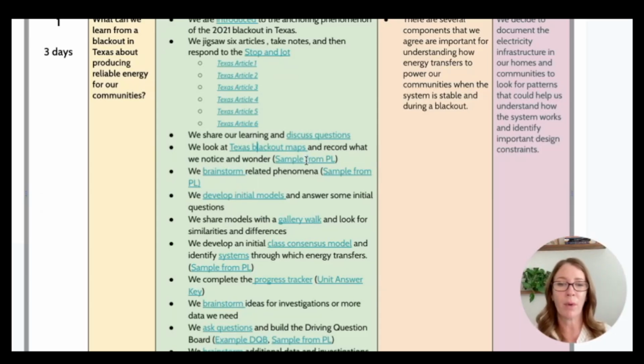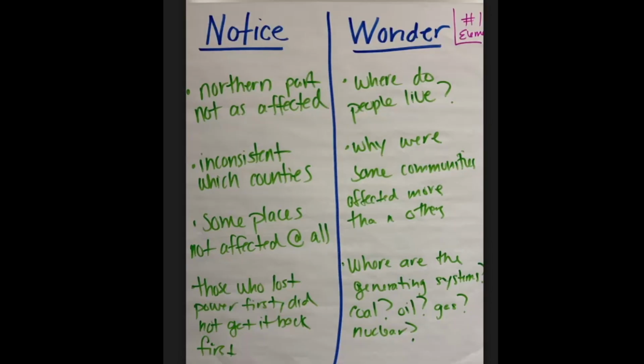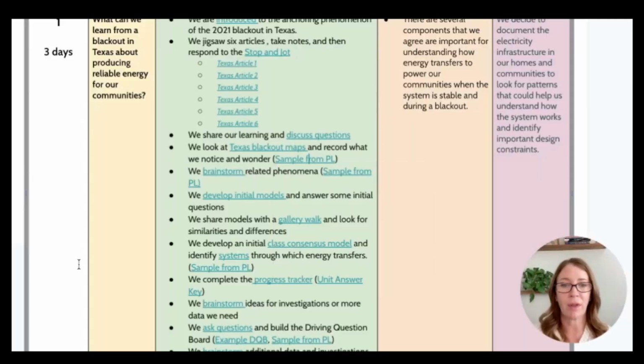We write down what we notice and wonder. We create a public record of this. Here's an example from a professional learning event. Some things we noticed and wondered. Students will have much more than this, but you can see how we document this as a public record, and students share what they are thinking.